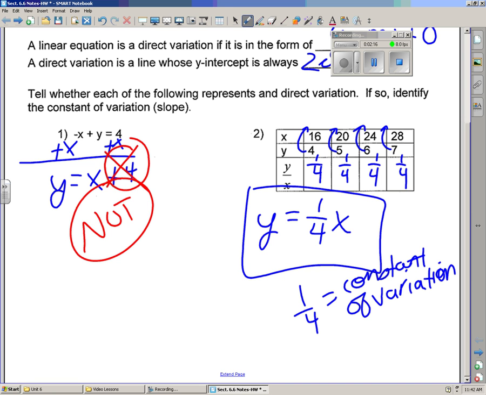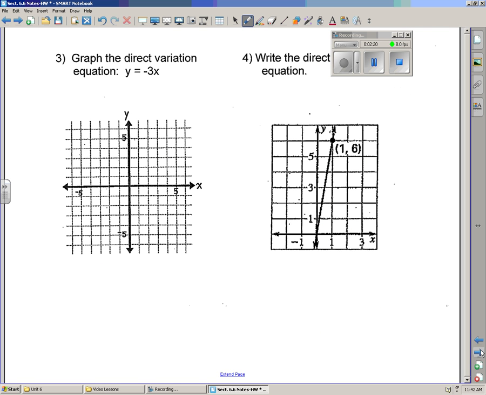Alrighty. If you take a look at this next one, graph the direct variation. Well, you already know it's a direct variation: y equals negative 3x plus 0, right? Because all direct variations begin at the origin. Then for my slope, I'm going to go down 3, to the right 1, down 3, to the right 1. And there's my direct variation equation; it passes through the origin.